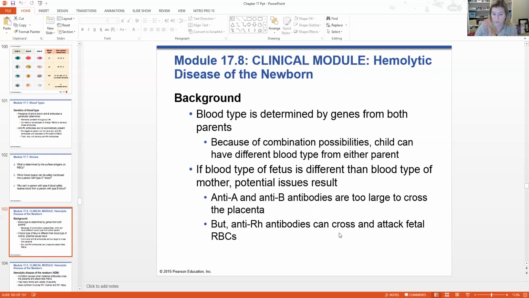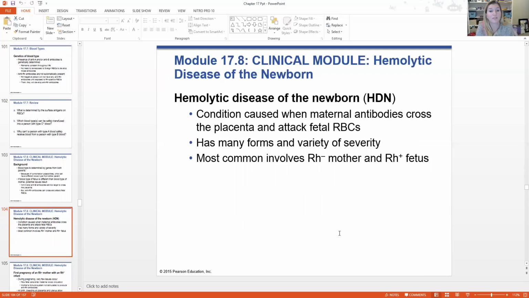some issues. And hemolytic disease of the newborn is a condition where the maternal antibodies are crossing the placenta and attacking fetal red blood cells. It has many forms, a variety of severity. It's most common, though, in mothers who are Rh negative and a fetus who is Rh positive. So if you're female and you're Rh negative, or you don't know your blood type, get tested to find out if you're Rh negative, because this could help explain infertility problems or problems with miscarrying.